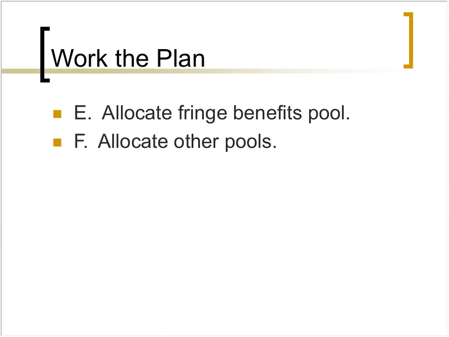Finally, then you would go ahead and allocate the fringe benefits pool, most likely based on the same way that you did direct labor hours as a percentage, and then allocate out your other pools on whatever method you have delineated in your cost allocation pool.